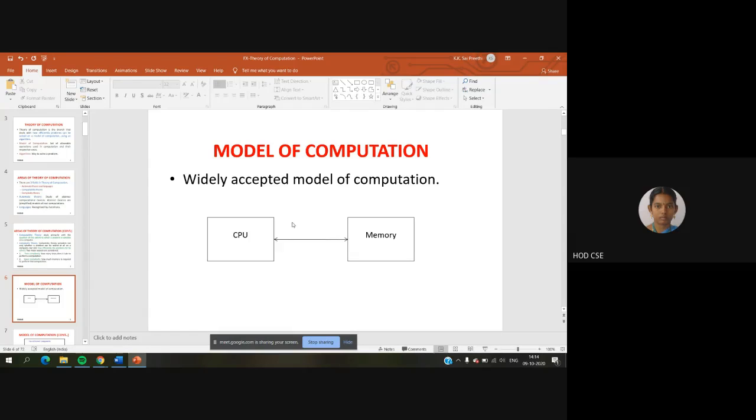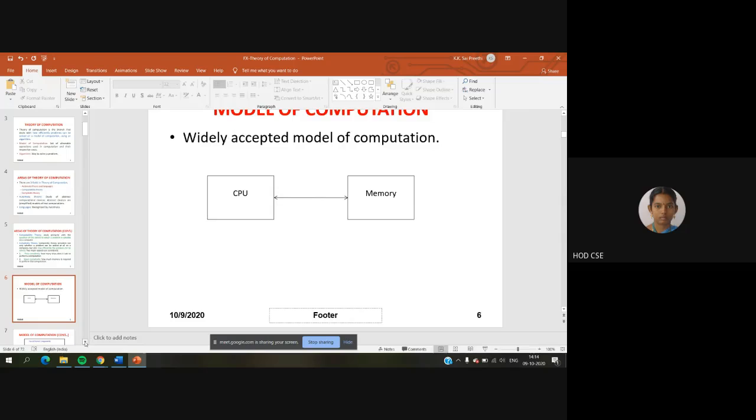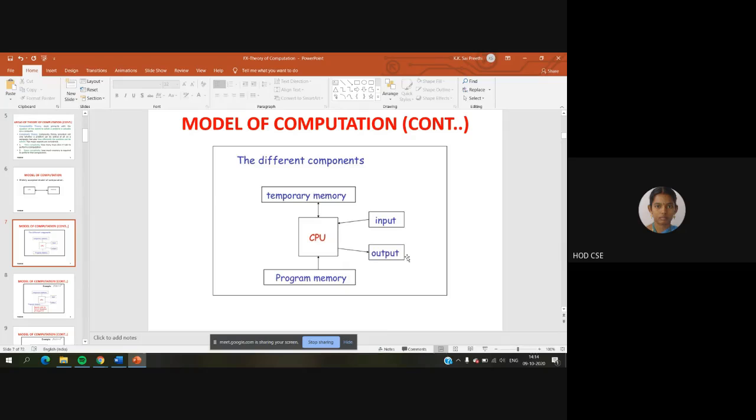So this is the general model of computation. We require the CPU and memory, and the different components of the computation. What else is needed in addition to the CPU and memory? Memory is again classified into temporary memory and program memory. Temporary memory is where we can store all the data. In program memory, all the instructions, how a particular operation has to be performed, are stored. And input and output are additional. You give the input to the CPU, it performs all the operations and gives the output. We receive the output through the output devices.